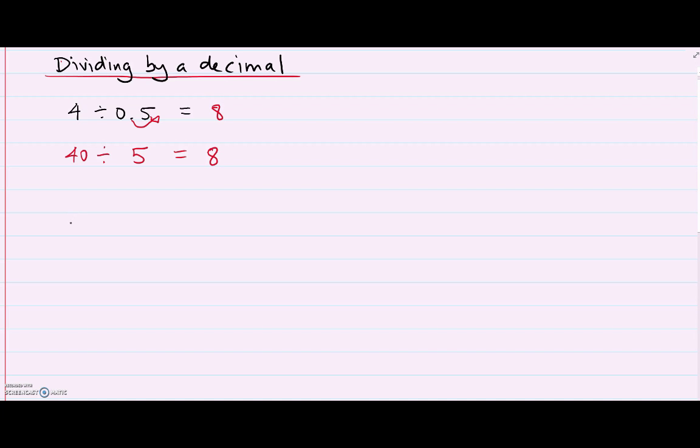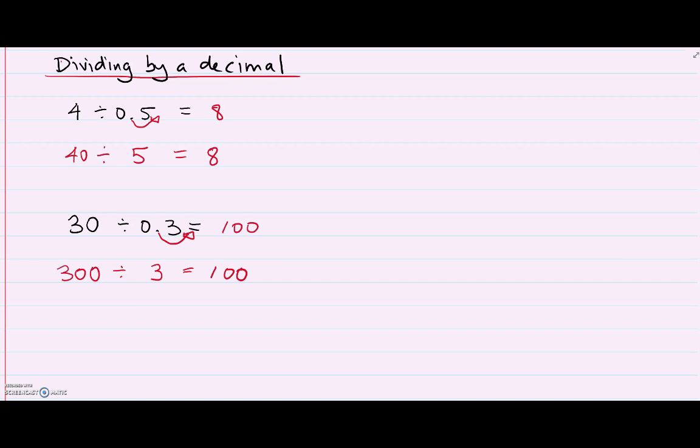Let's take a look at 30 divided by 0.3. Again, I don't want to divide by a decimal. I want to divide by a whole number. So I'm going to multiply this 0.3 by 10 to turn 0.3 into 3. But when I multiply one number by 10, I've also got to multiply the other number by 10 as well. So 30 times 10 is 300. 300 divided by 3 is going to give me the same answer as 30 divided by 0.3. 300 divided by 3 is just 100. So 30 divided by 0.3 is also going to be 100.